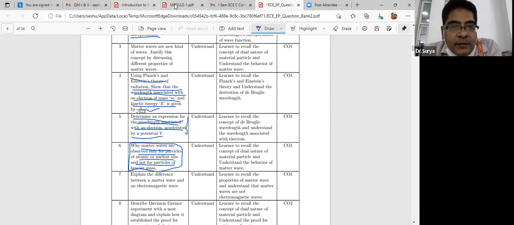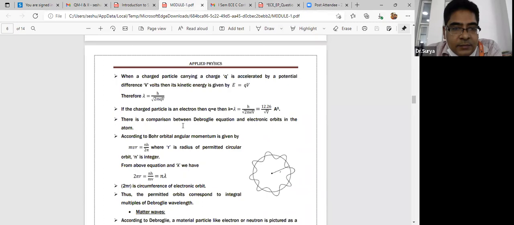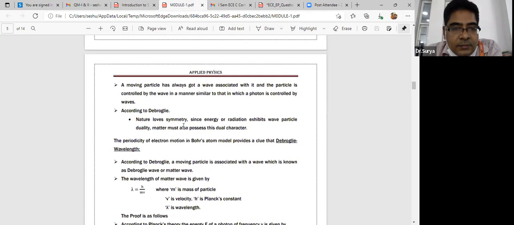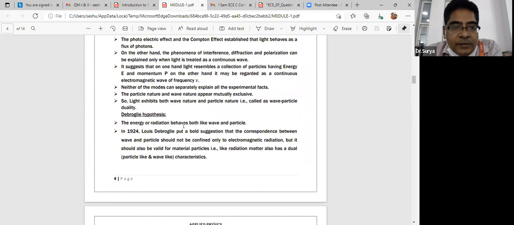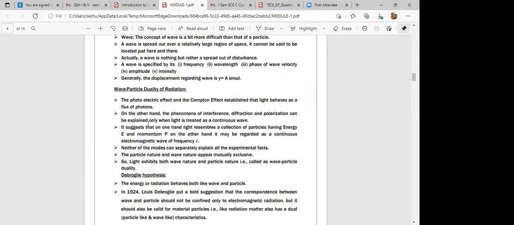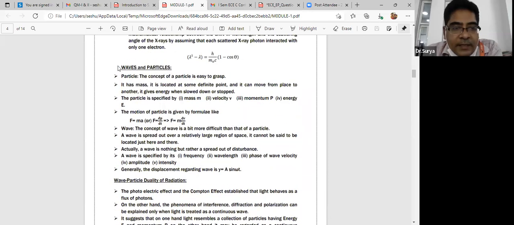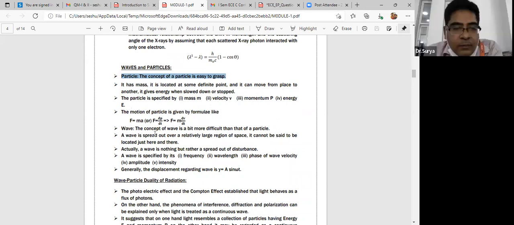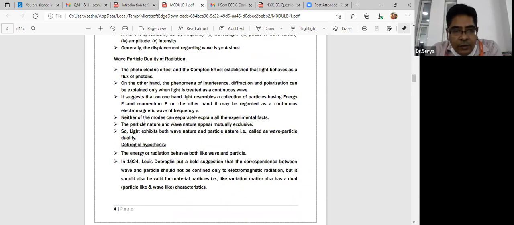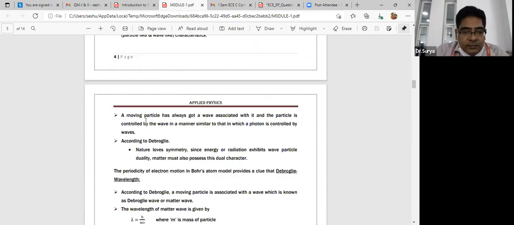So what are the properties of matter waves? You write. De Broglie's hypothesis: matter waves can travel with a velocity greater than the velocity of light. So waves and particles, have you found the difference? The concept of a particle is easy to grasp. It has mass. It is located at some point. It can move to another point, specified by some parameters. A wave is also having some parameters. And then we went to wave particle duality of radiation.